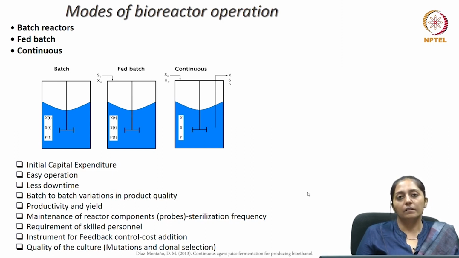Then quality of the culture. If these are very long drawn fermentation or there are number of cycles involved, then there is always a chance of genetic mutation happening or contamination. So sometimes depending on the purpose, also the different modes of cultivations are chosen. Like for example, if clonal selection or cell line selection has to happen, then continuous cultivations are preferred. We will be talking about more in detail when we will be discussing continuous fermentations.